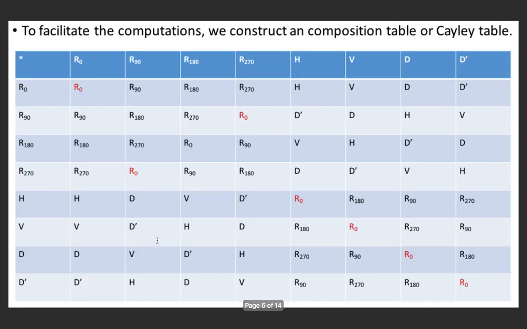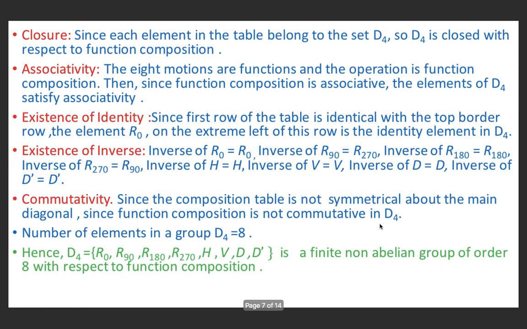You may notice this from the table also that here all the elements are rotations which are non-flip. Here all the elements are obtained by flipping. These are all reflections, and these are again the elements obtained by flipping. So these are all reflections, and these are all non-flipped elements, and these are obtained by rotations.